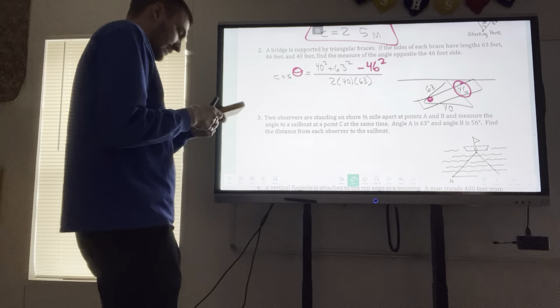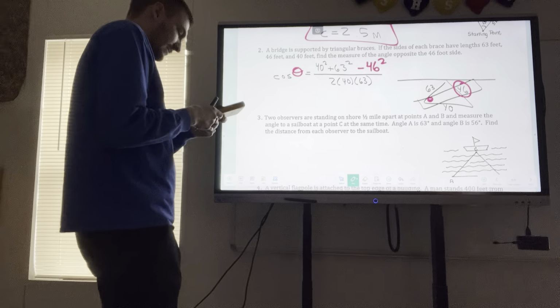Let's see here. Two observers standing on shore, half a mile apart, A and B, measure angles at that time. Honestly, 3 is great. Let's move on. When I see question number 4, it looks a little bit more complicated to me. I don't know that I'm getting this. I like the picture. Whoever did it is a real artist.